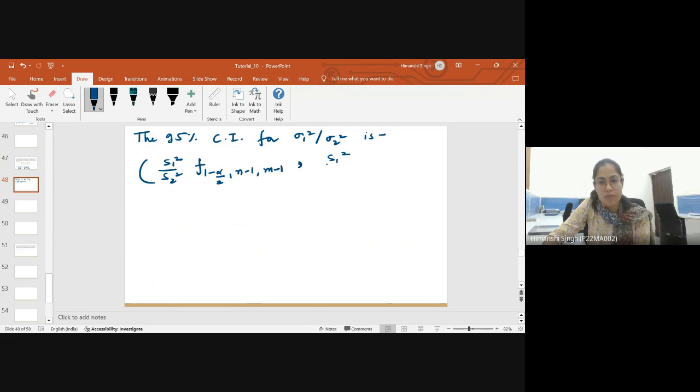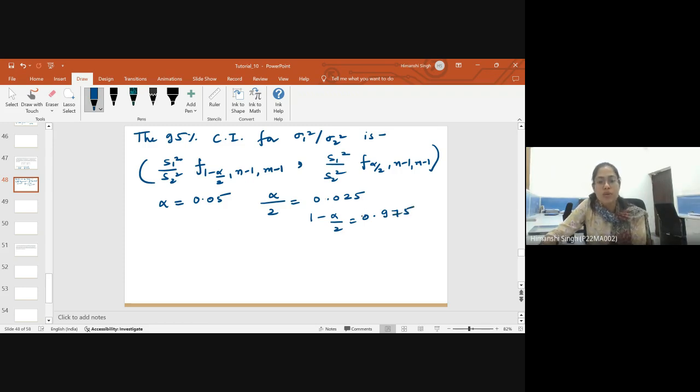This is S1 square by S2 square times F of alpha by 2, n minus 1 comma m minus 1. Now we have all these values, we are more interested in this. So alpha is 0.05, so alpha by 2 will be 0.025, and 1 minus alpha by 2 will be 0.975. So these are the values we are interested in. So F at alpha by 2 we need to know, and F at 1 minus alpha by 2 we need to know.